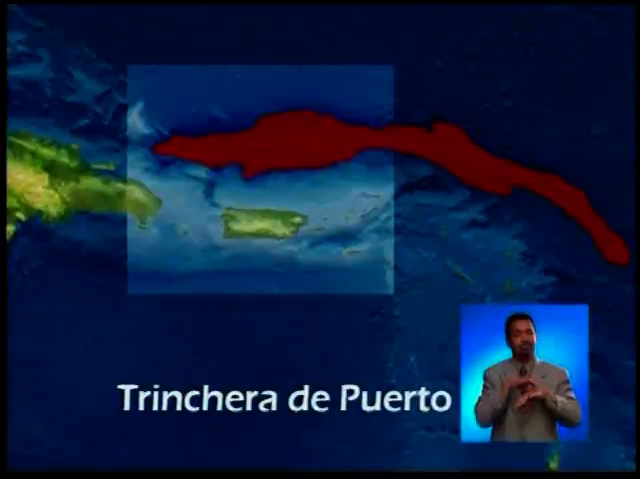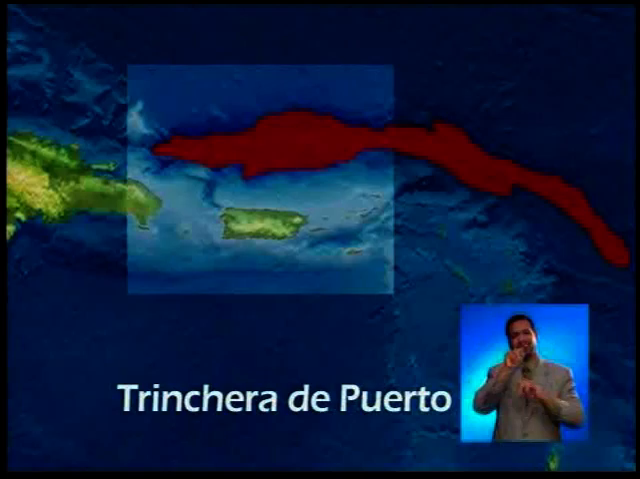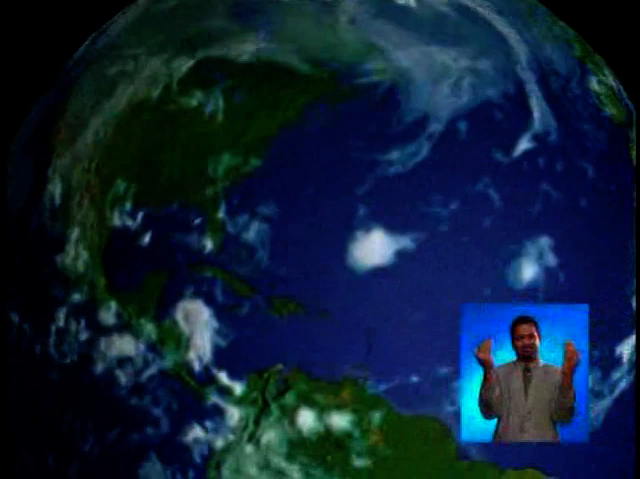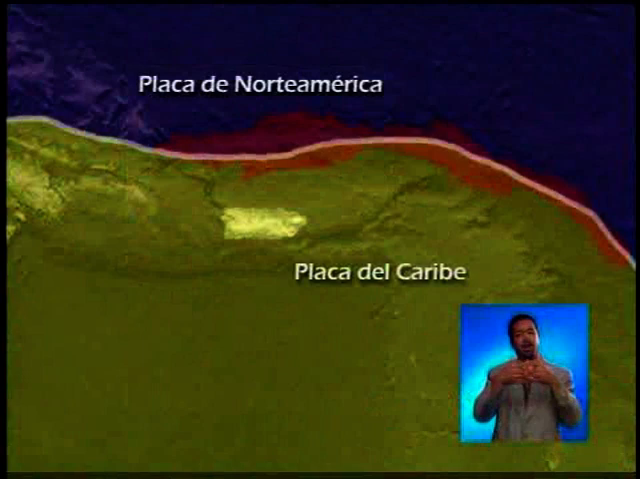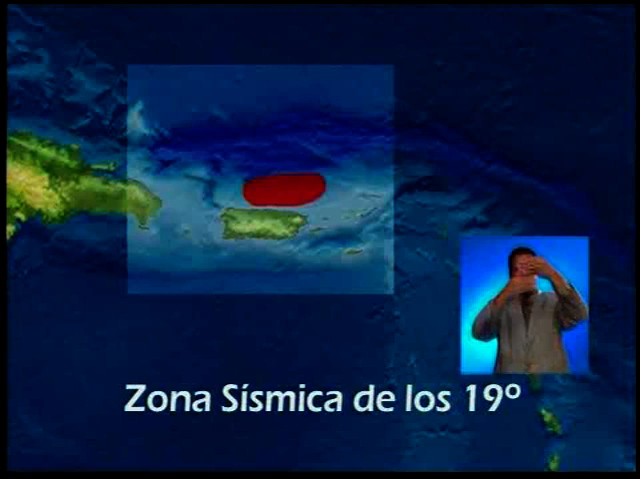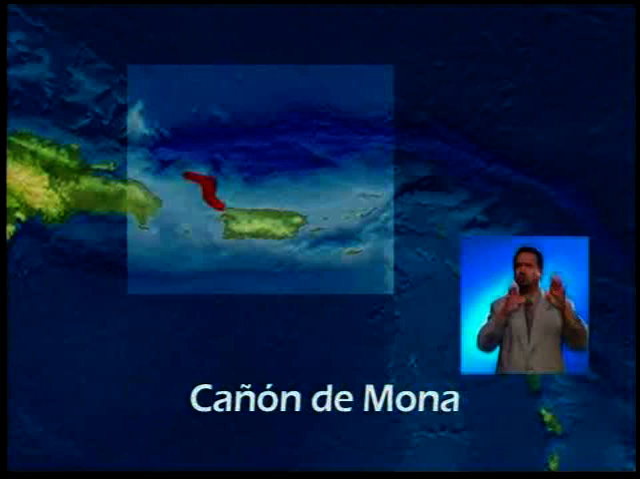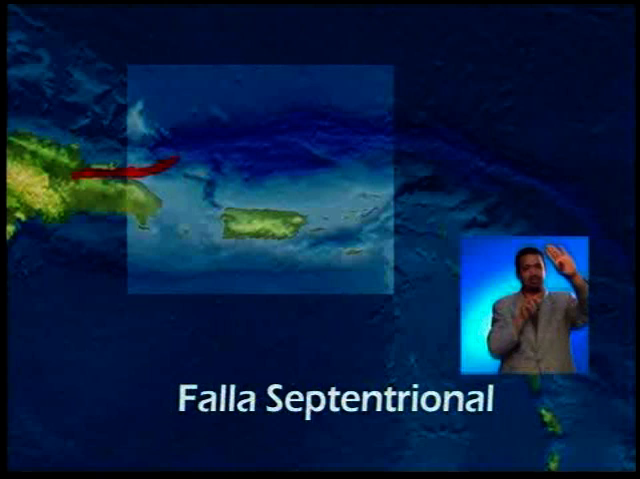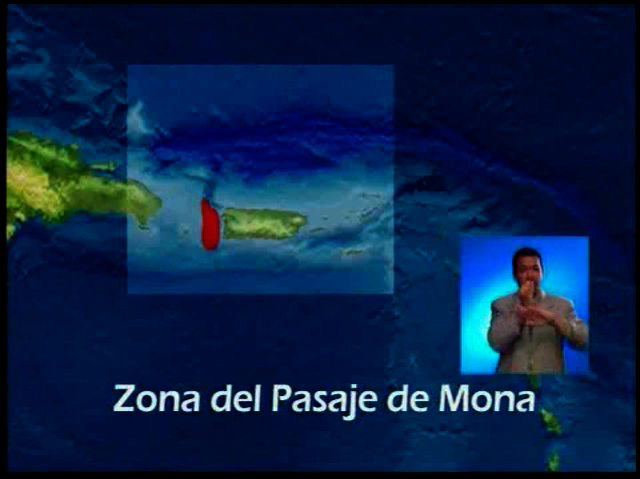North of Puerto Rico lies the Puerto Rico Trench, the deepest part of the Atlantic Ocean and highest negative gravity anomaly on Earth. It is a zone with many faults. Just south of the trench and north of Puerto Rico is the 19 degree north seismic zone, which also includes many fault systems. The Mona Canyon, where the 1918 earthquake occurred, is another zone with many faults. To the northwest, the septentrional fault extends from the Mona Passage into the Dominican Republic. Throughout the Mona Passage, there are many fault segments of different length.